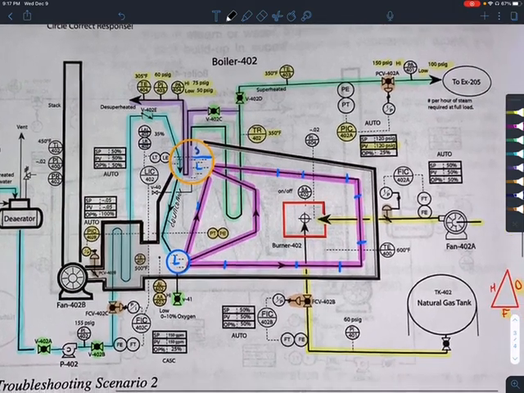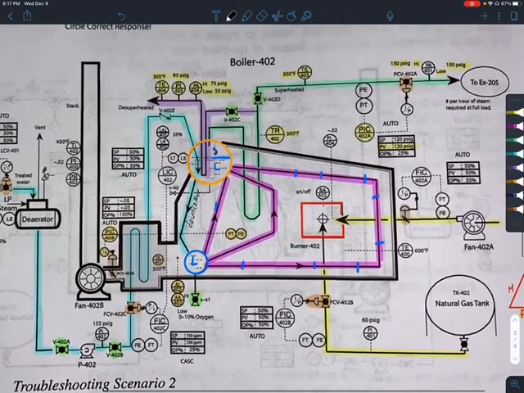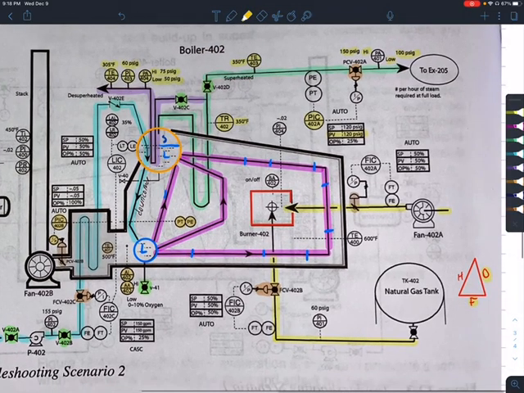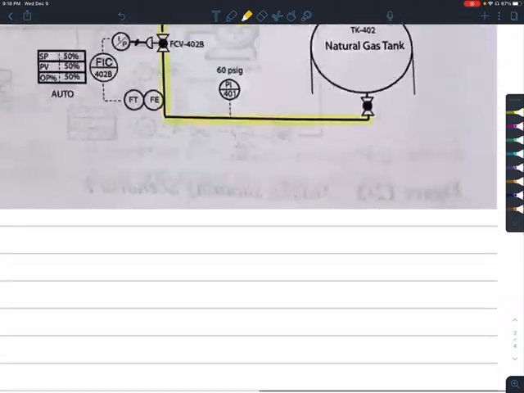Where else could I talk about? Okay, let me go back to the combustion inside the burner. So I think I already talked about the oxygen. Yeah, I did already talk about the oxygen. Okay, well if there's too low oxygen, the fan will kick in on the right side over here. The fan will kick in.